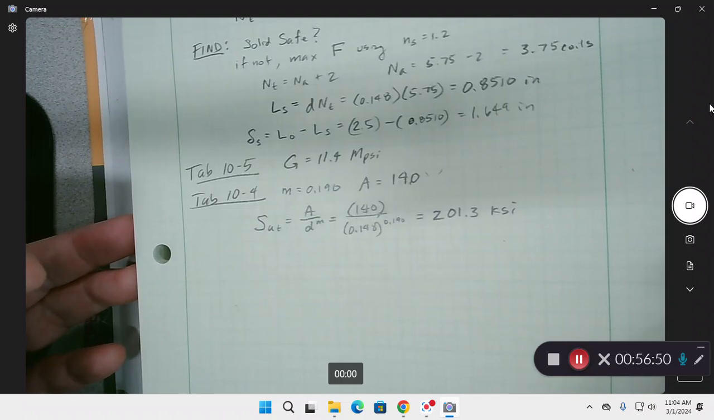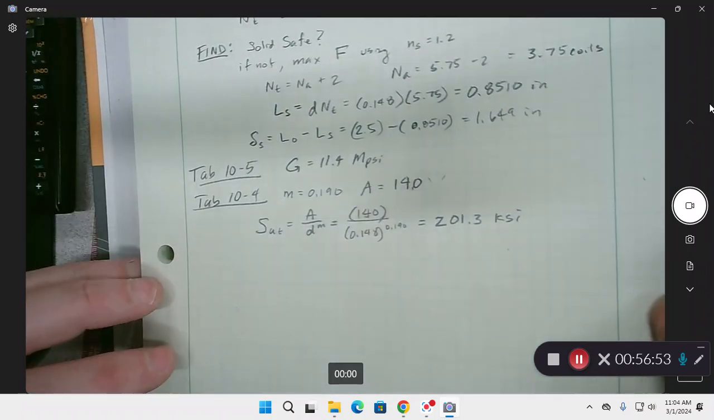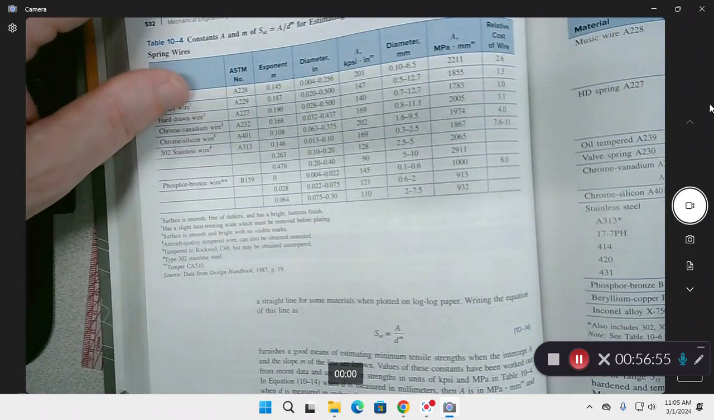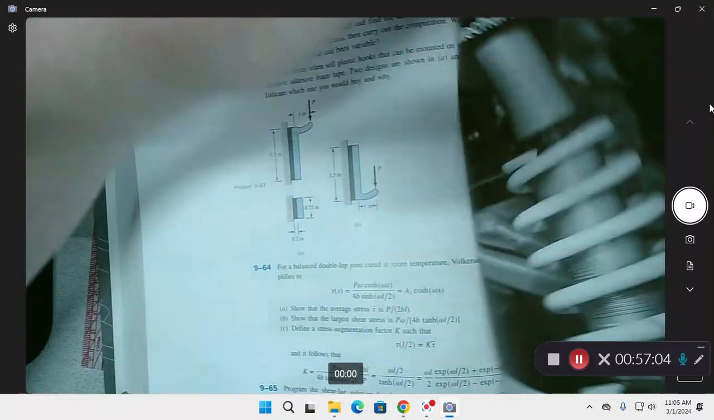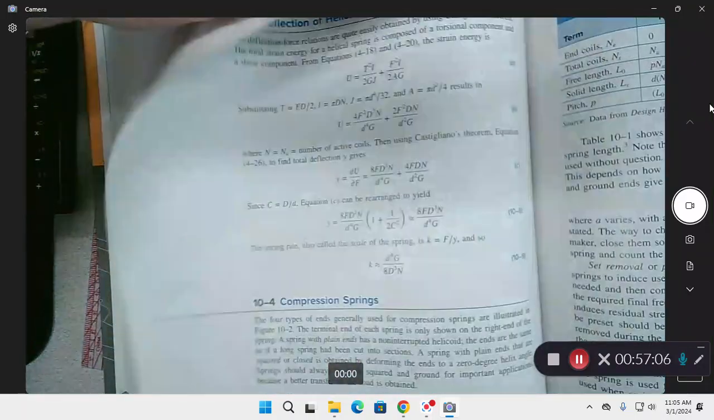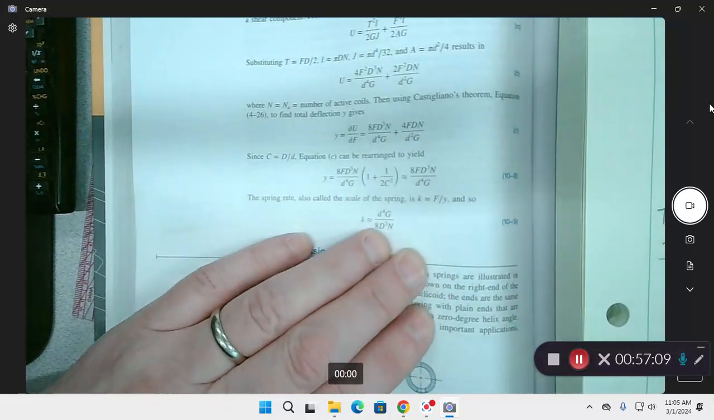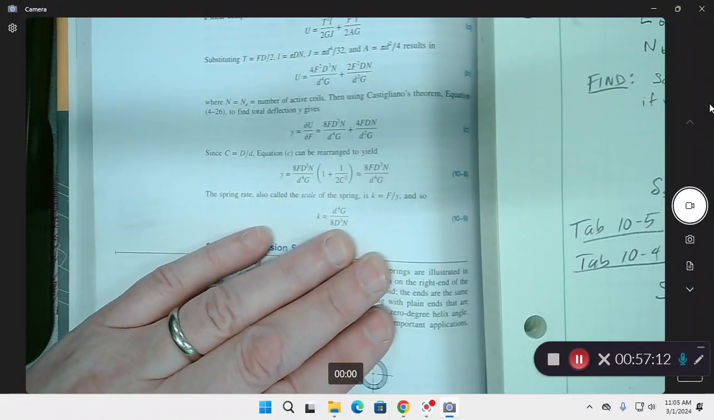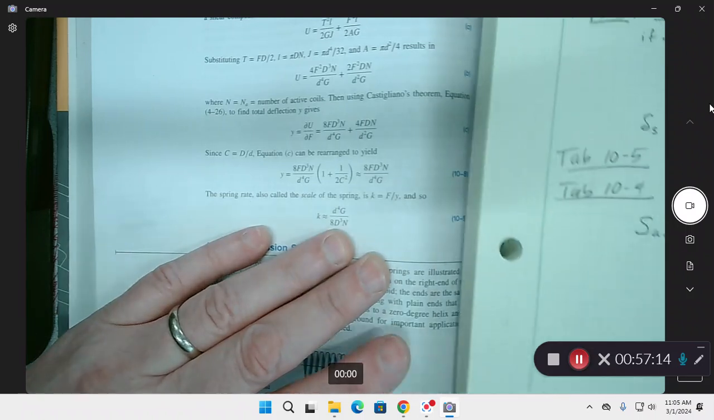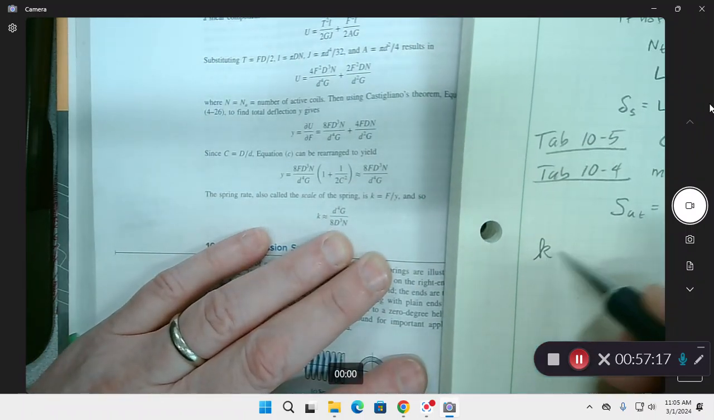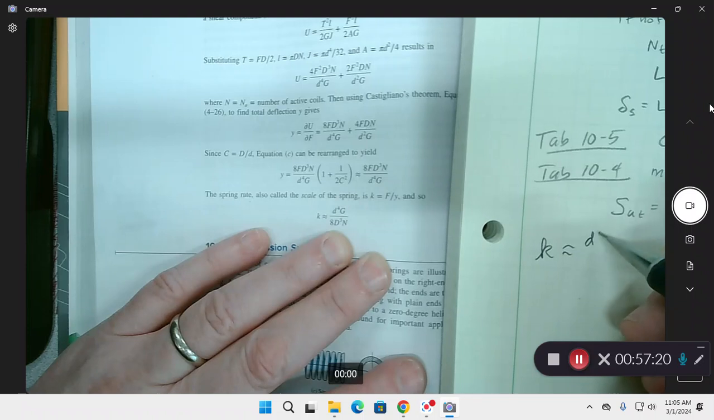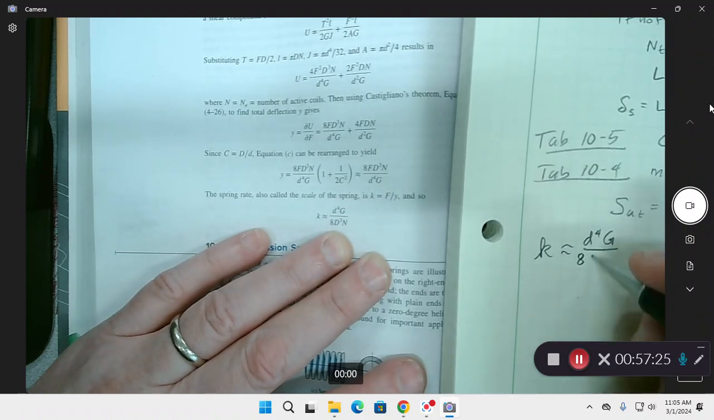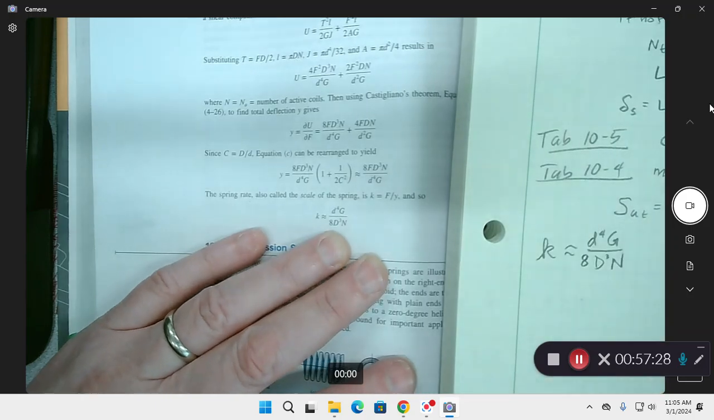All right, so we got 201.3. Cast out. You big dummy. We go back to K, which, remember, we got from Castigliano. Remember that wonderful, fun topic, energy methods. And you're welcome for me not making you do it, like I did the first year I taught here. Seemed like a good idea.